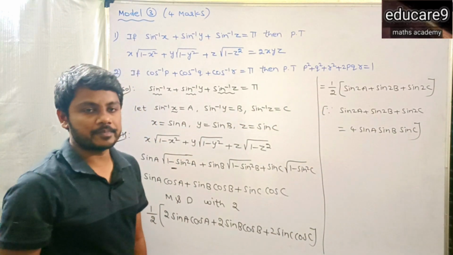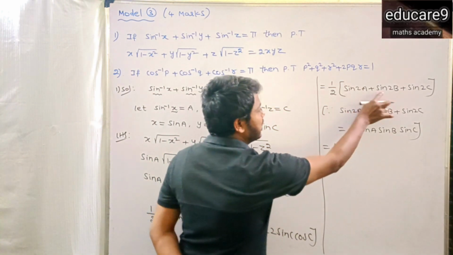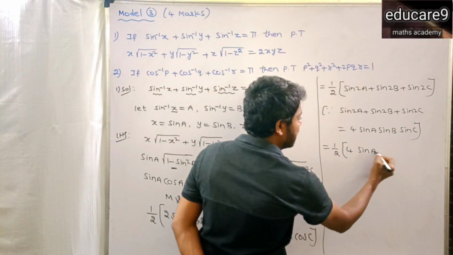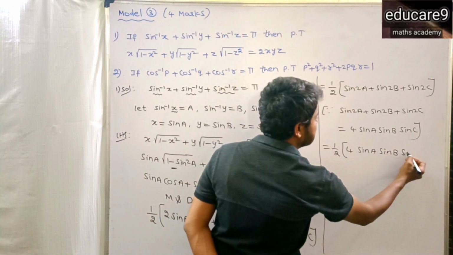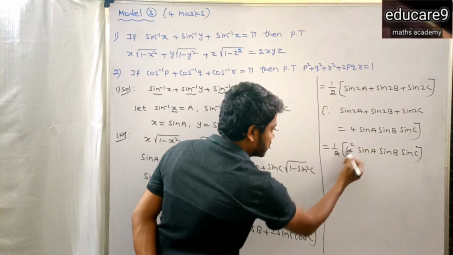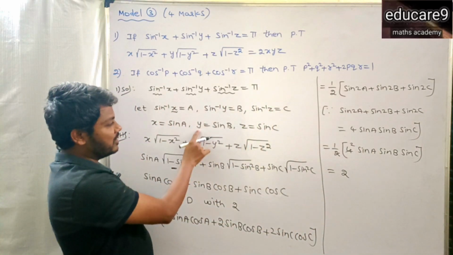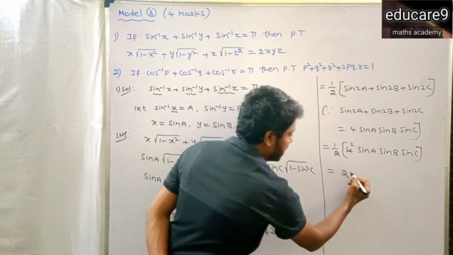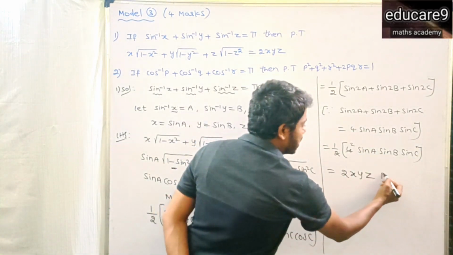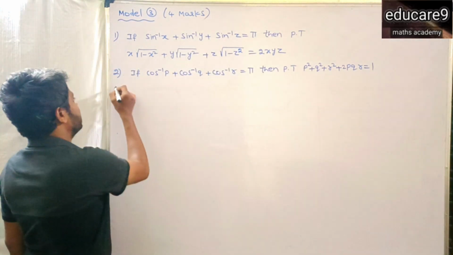So we have to remember this. Now clearly which is what? 1 by 2 into, what is sin 2A plus sin 2B plus sin 2C? 4 sin A sin B and sin C. Now clearly 2 ones, 2 twos, which is 2 into, what is sin A? x, sin B y, sin C z. Clearly which is 2xyz, which is the RHS. So next go for the second solution.